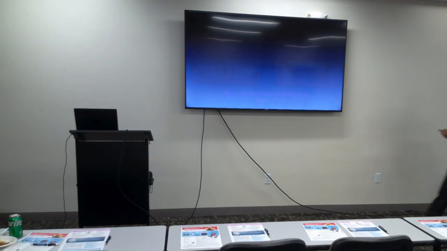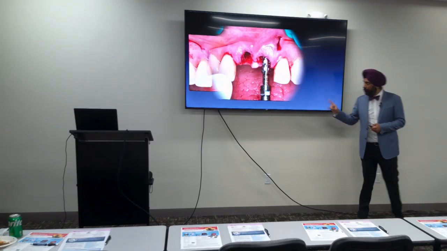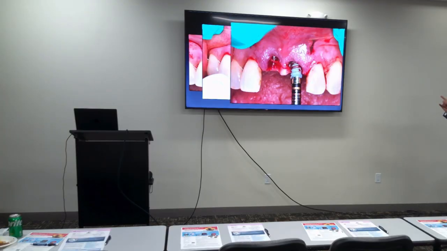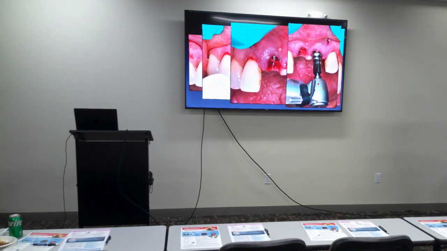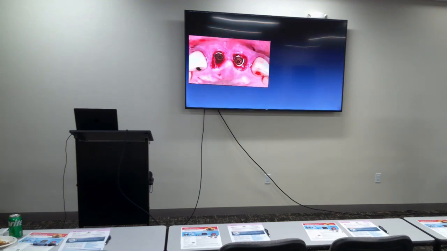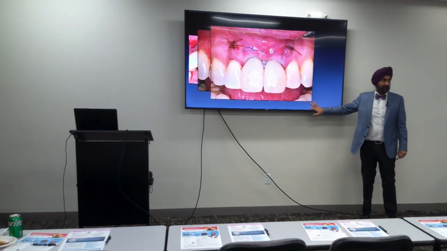So she comes in, we extract 8 and 9, we place the implants 8 and 9, we scan it at the same time, 3D print her restorations. When the restorations are getting 3D printed, at that time, I've made a small incision on the 8 and 9 vertical, and I've done a soft tissue graft, and then I've sent the patient home like this.